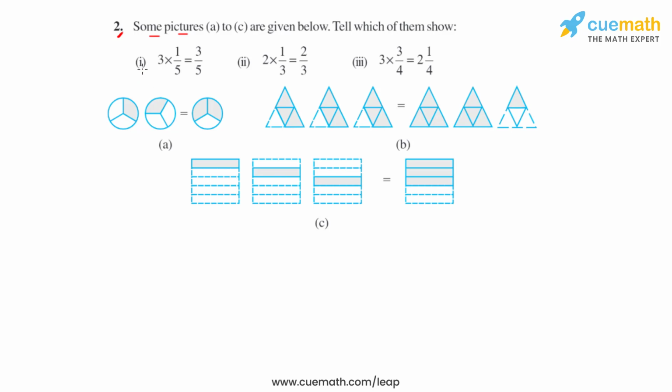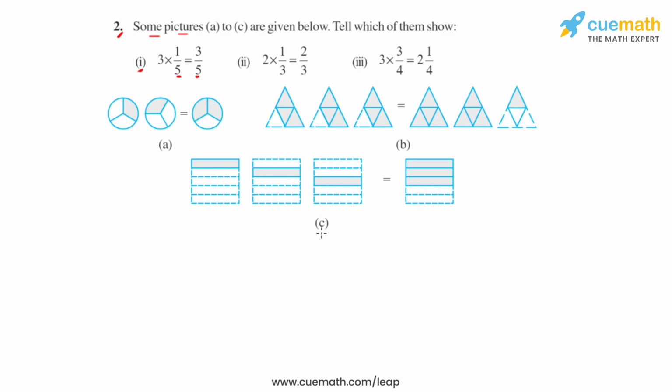So to start with, we have the first bit wherein we have 3 times 1/5. So that means we have 3 figures, and in each figure there will be 5 parts of which one is shaded. And if we put such 3 figures together, we'll get 3/5.